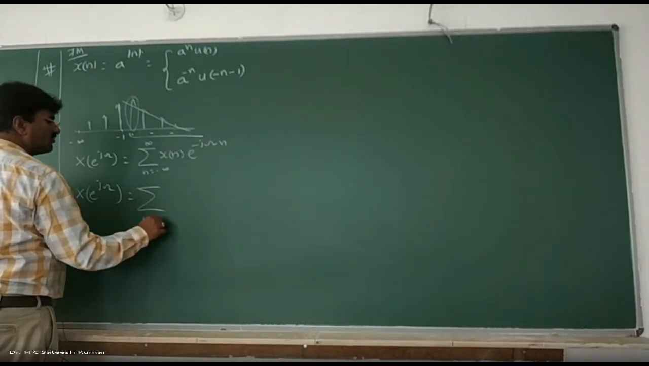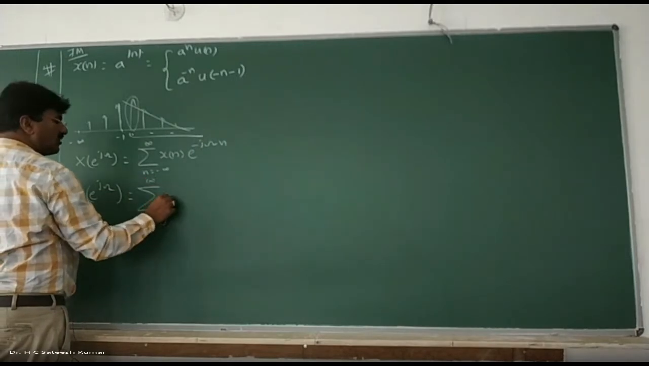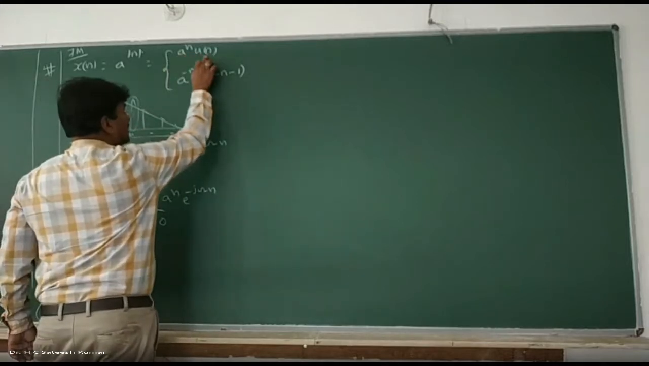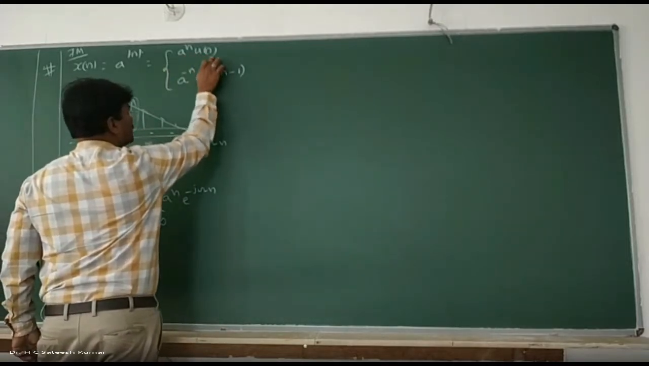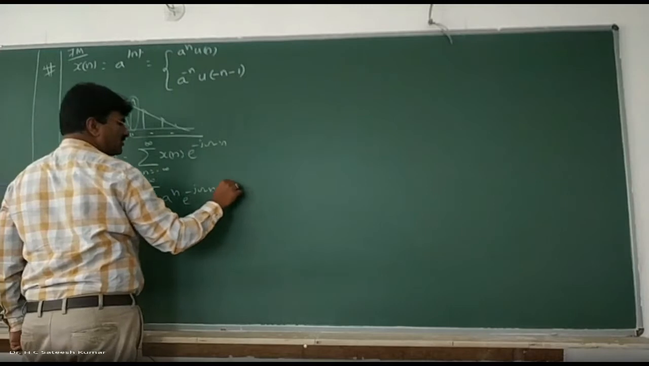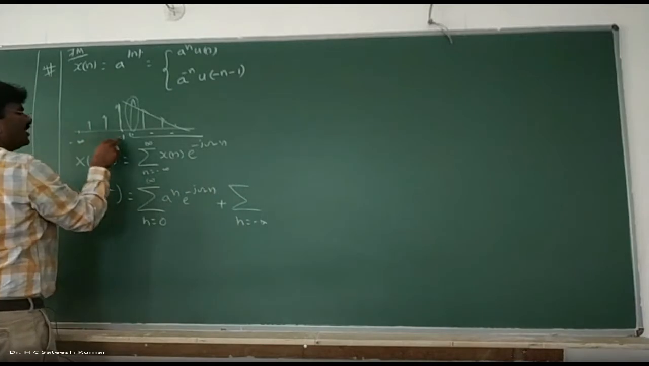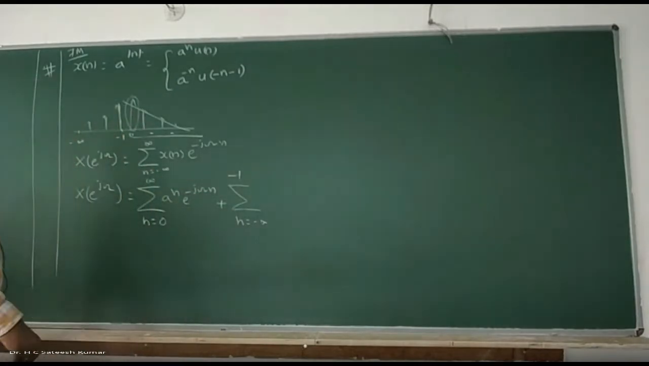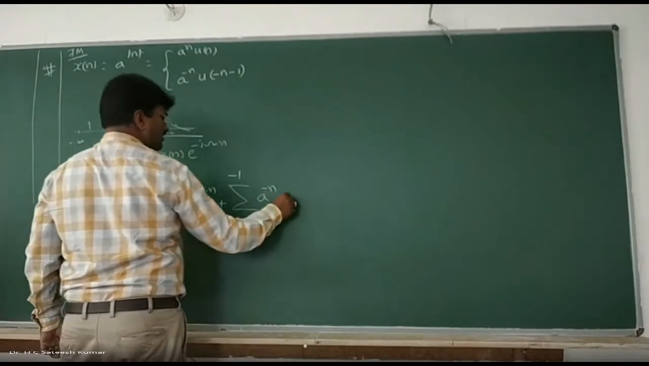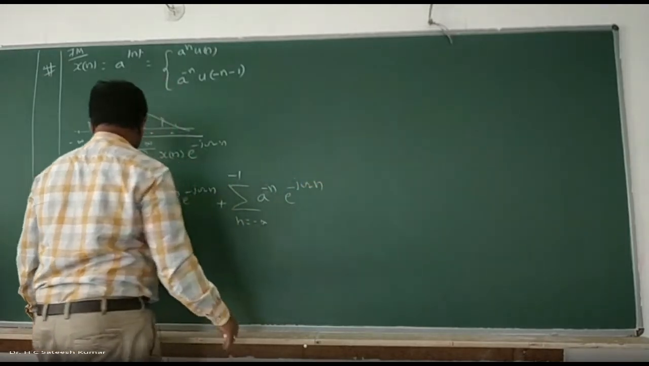I'll split that summation. The first part ranges from 0 to infinity: a to the power n into e to the power of minus j omega n. Since u of n is 1 there, I write only a to the power n in place of x of n. Plus the summation n varies from minus infinity to minus 1 of a to the power minus n, the negative side, into e to the power of minus j omega n.